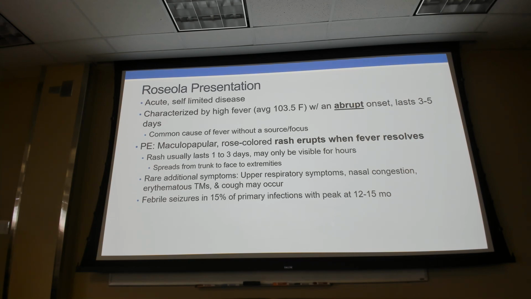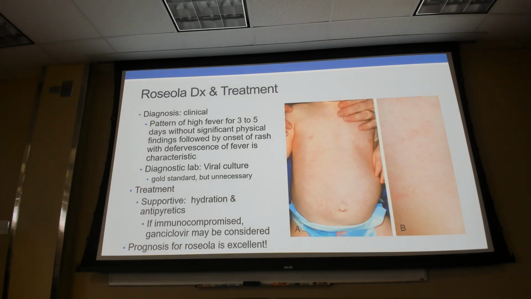I hope you remember 6th disease. Clinical diagnosis, that's the exact same pattern. If you really wanted to know what it was, the gold standard to test for it would be a viral culture. If you do a viral culture, I don't know why you did it. I guess you could, but it's not going to change your management here. Same supportive care. If you are immunocompromised, you could consider an antiviral. That is not standard. We are not standardly giving kids these antivirals.